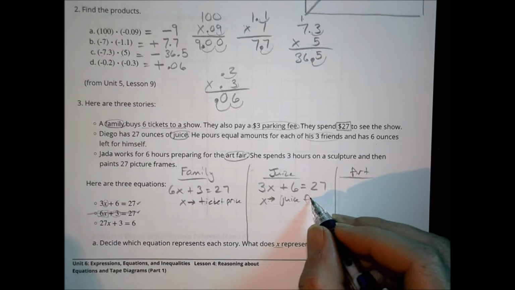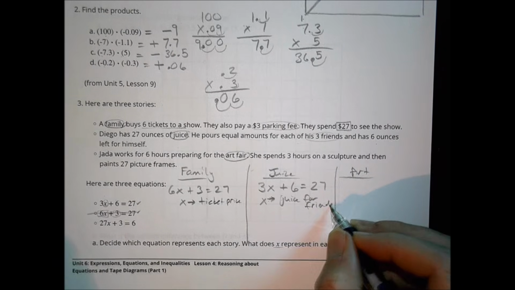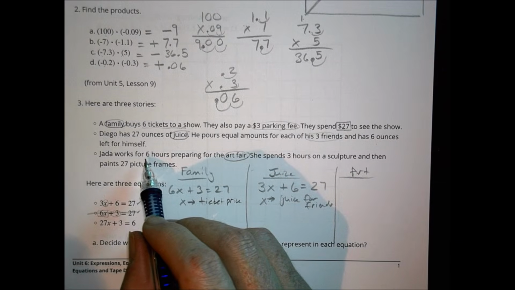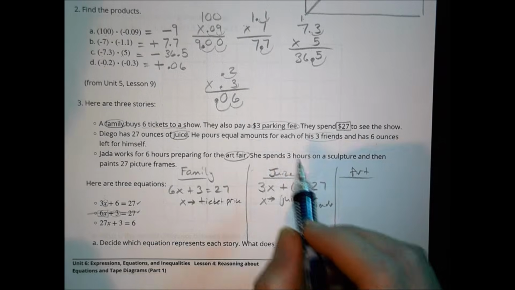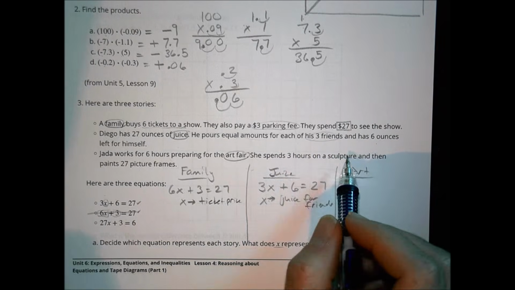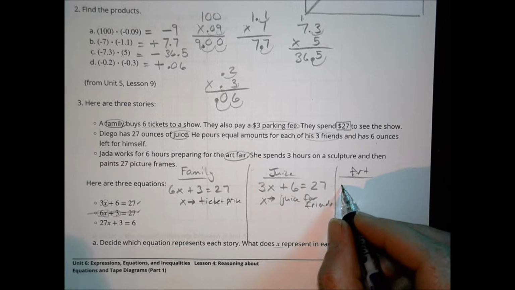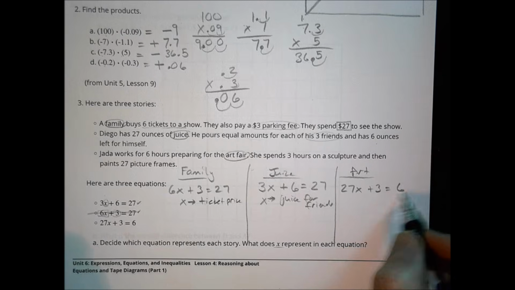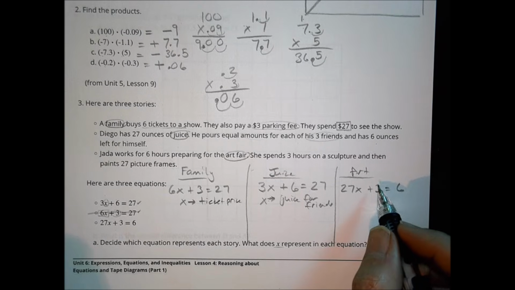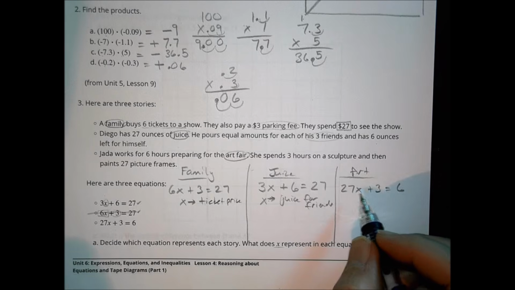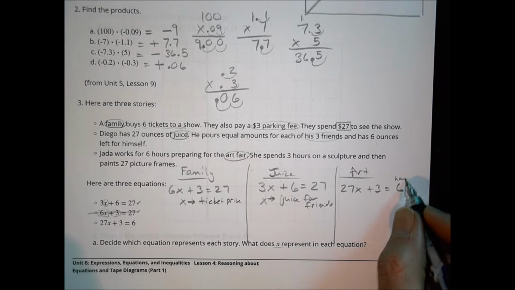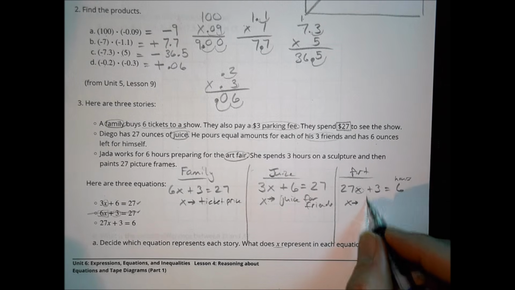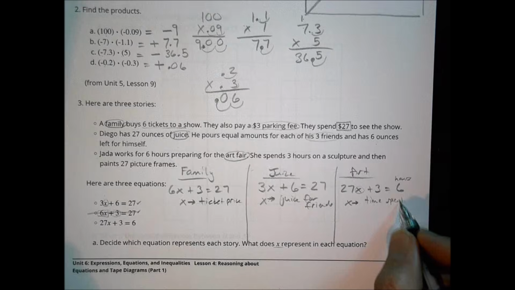The juice for friends. And that leaves us then with the last equation. Let's see if it works here. Jada works for 6 hours preparing for the art fair. She spends 3 hours on a sculpture and then paints 27 picture frames. So we have 27x plus 3 equals 6. So those are the 6 hours preparing. Here's the 3 hours for sculpture and then painting 27 picture frames. Because this is hours, x stands for the time she spent on the frames.